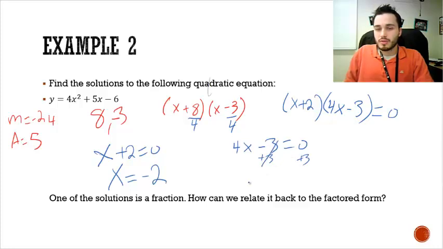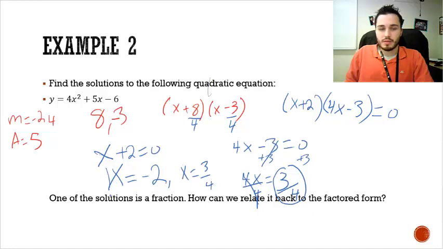Okay. So now I've got 4x equals positive 3. So to get what x is, I'm going to have to divide by 4, and that's my solution right there. So both of my solutions then are x equals negative 2, the one I got originally, and x equals positive 3/4. So that's my answer.